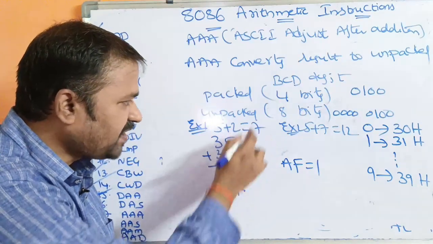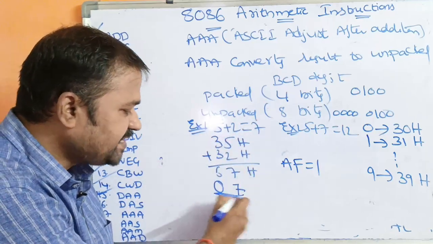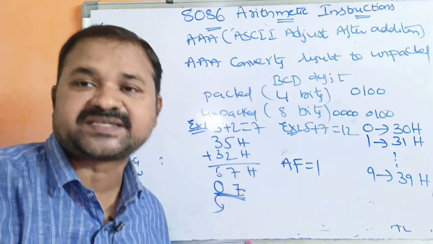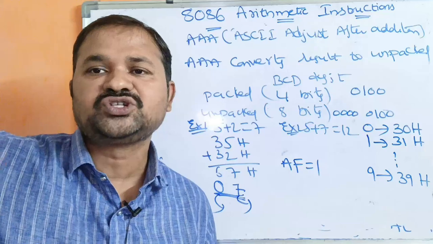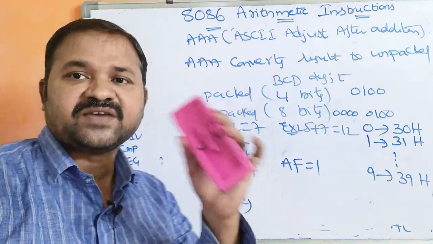So what is the result of 5 plus 2? 7 only. So 0, 5 plus 2 means 7. Here 0 is one unpacked digit, so 8 bits are needed, whereas for representing 7 also 8 bits are needed: 4 zeros, 0 and 7. We will get 0, 7 as the output.